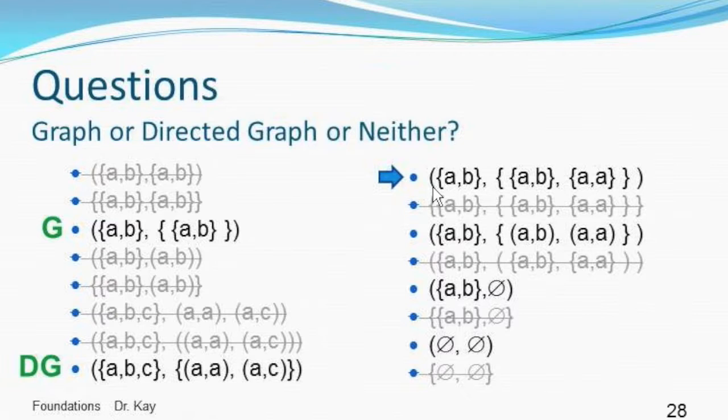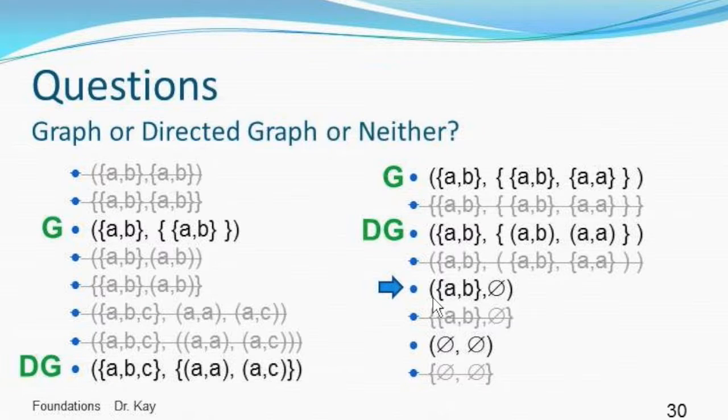Again, we got a tuple here. Inside it, we have a set of vertices and another set that could be edges from A to B and A to A. These are sets, so I guess that's a graph. Here's a tuple. We've got vertices and edges where the edges are tuples, so that's fine. That's just pairs, so that looks good. That's a directed graph.